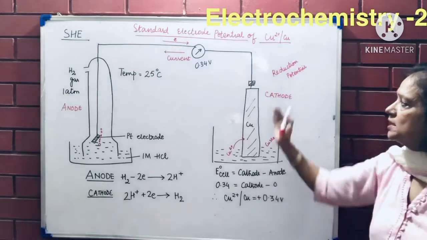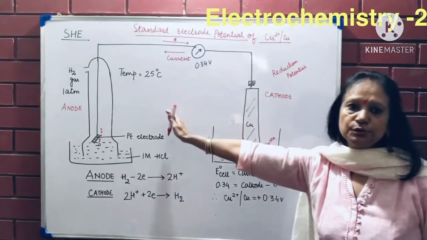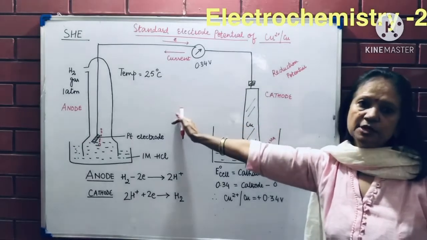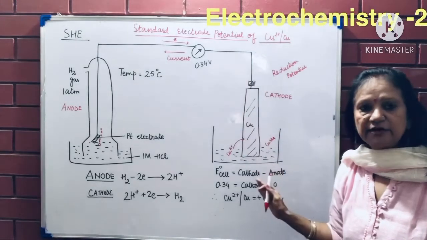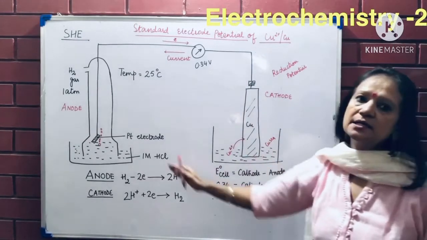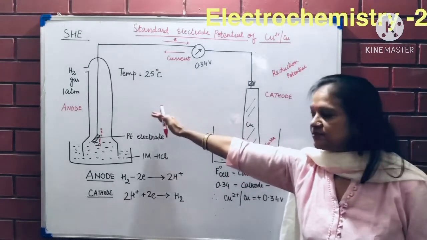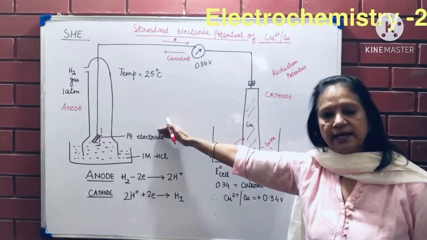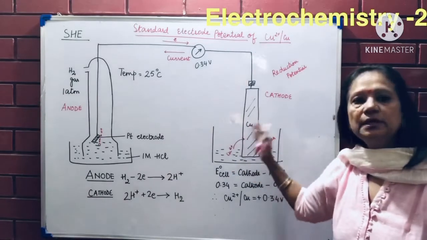That is how each rod will be connected to the reference electrode, and we will see from which side the current is moving, from which side the electrons are moving. That will tell us whether the reference electrode is acting as anode or cathode, and the other one will be the opposite of that.